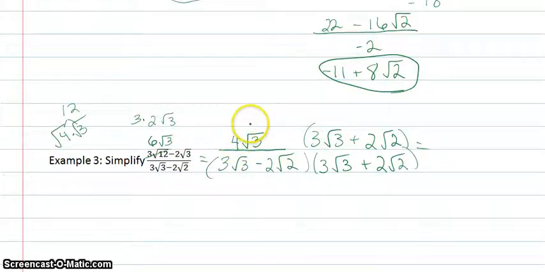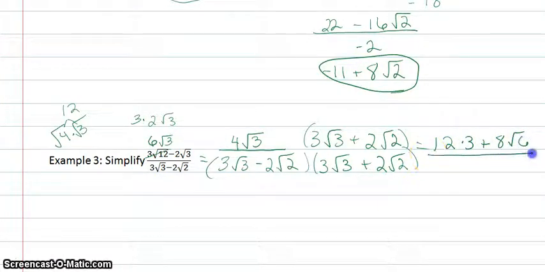So I'll multiply this 4 square roots of 3 across, and that'll be 12 times 3 plus 8 square roots of 6. And then in the denominator, we'll have 9 times 3 plus 6 square roots of 6, then minus 6 square roots of 6, and then minus 4 times 2.